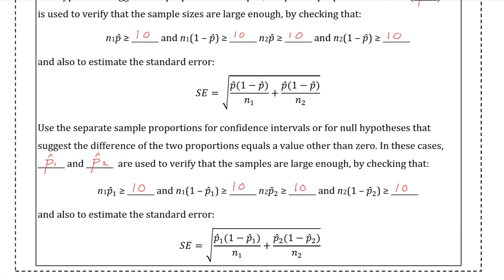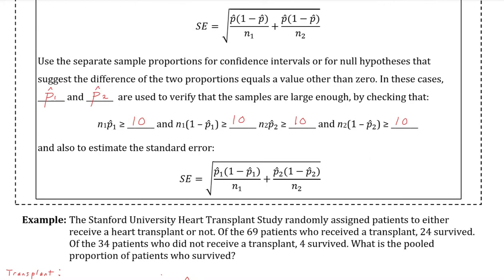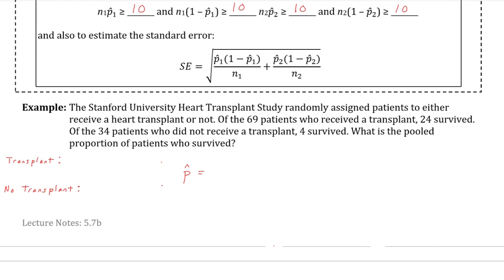Let's see an example of using this pooled proportion. The Stanford University heart transplant study randomly assigned patients to either receive a heart transplant or not. Of the 69 patients who received a transplant, 24 survived. Of the 34 patients who did not receive a transplant, 4 survived. What is the pooled proportion of patients who survived?